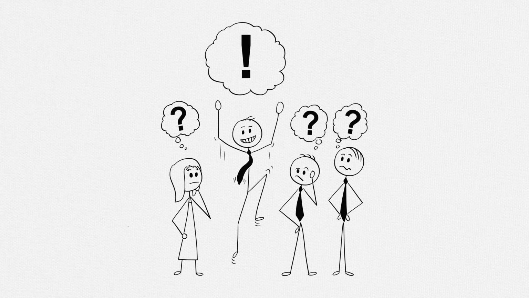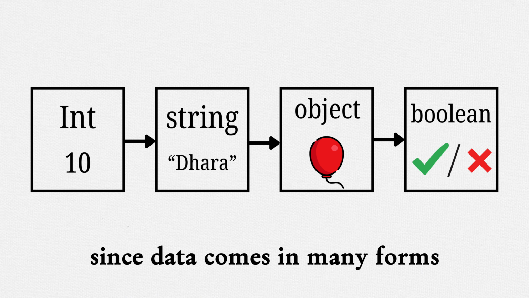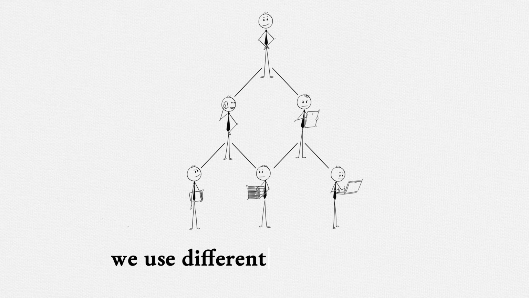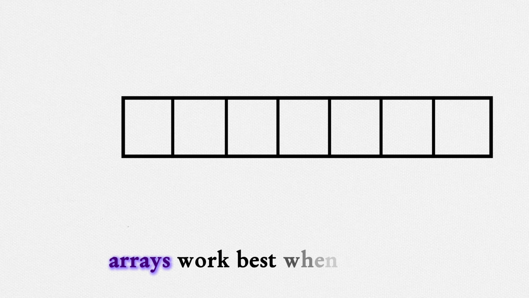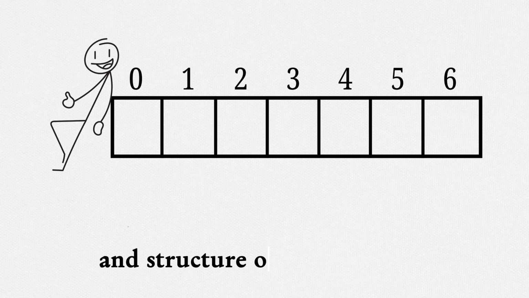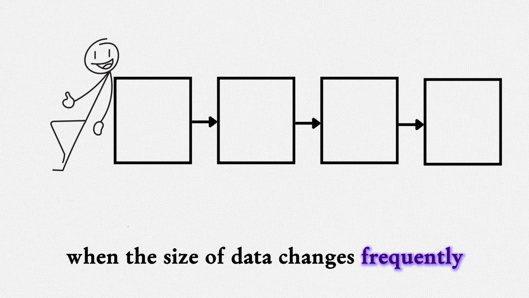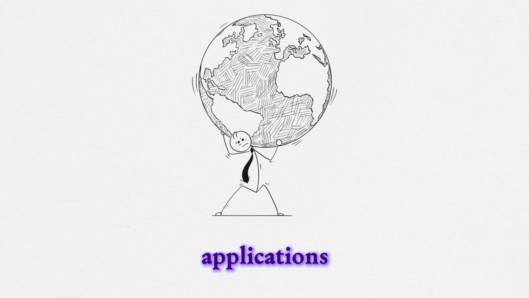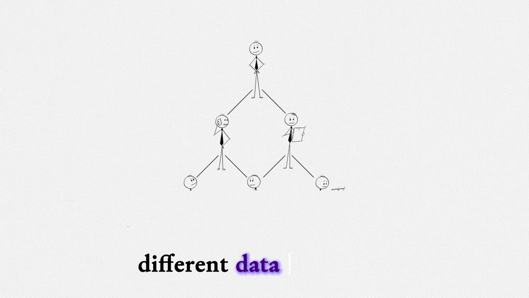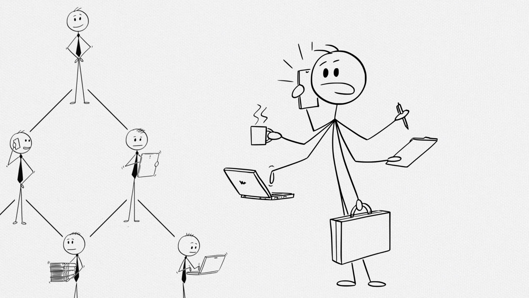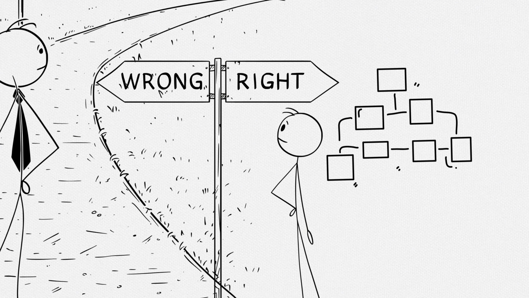The important thing to understand is that programming almost always involves working with data. Since data comes in many forms and is used in different ways, we use different data structures to manage it efficiently. So to summarize, arrays work best when the size and structure of data are fixed. Lists work best when the size of data changes frequently. And this is why in real-world applications like shopping apps, messaging apps, or streaming platforms, different data structures are used for different purposes. Programming is not just about writing code. It's about choosing the right structure for the data you're working with.